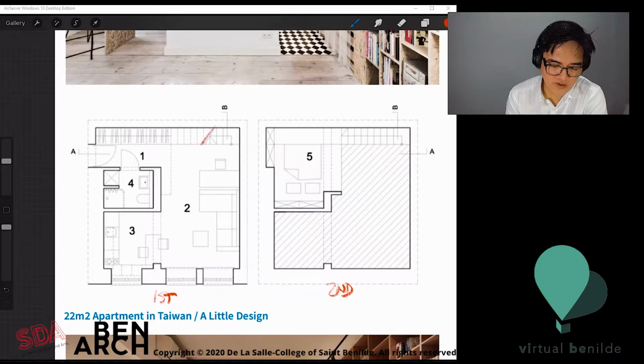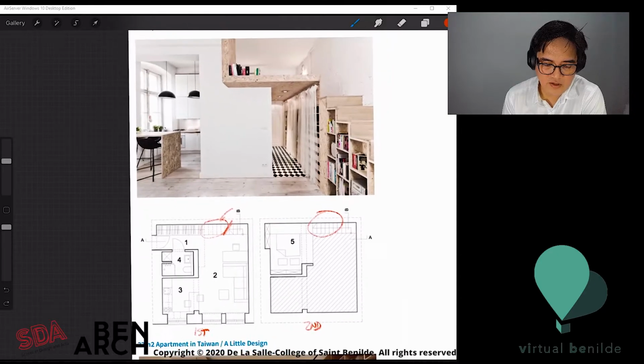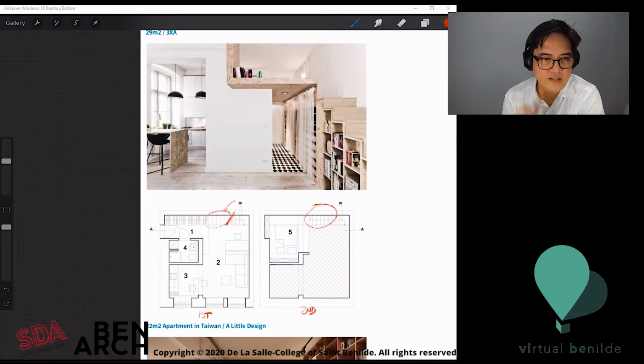Okay, so there's a symbol of a cut here. It means that you're cutting through the stairs about halfway, because this would represent the upper steps, which are these. And of course, the bed is on the upper part here, which is that. So these are examples of some apartments that I sourced out from ArchDaily.